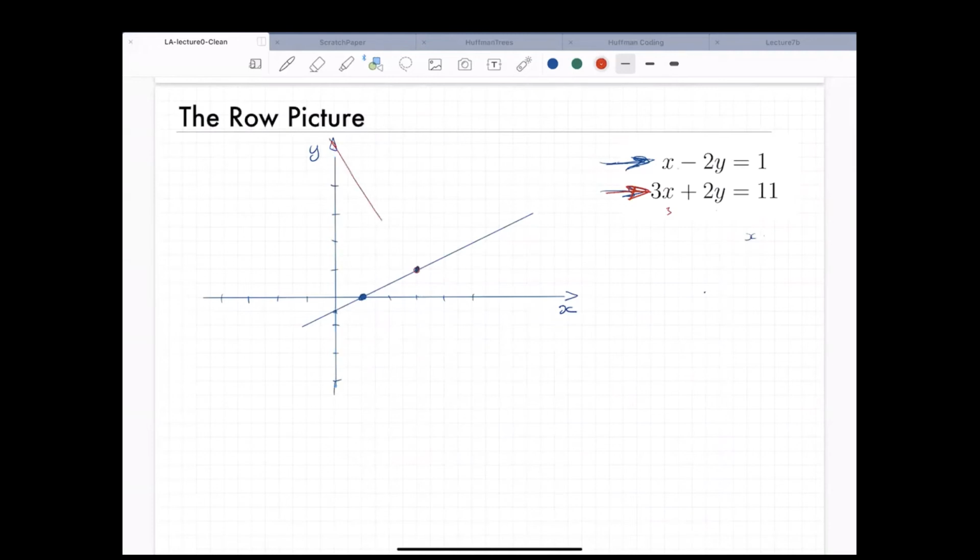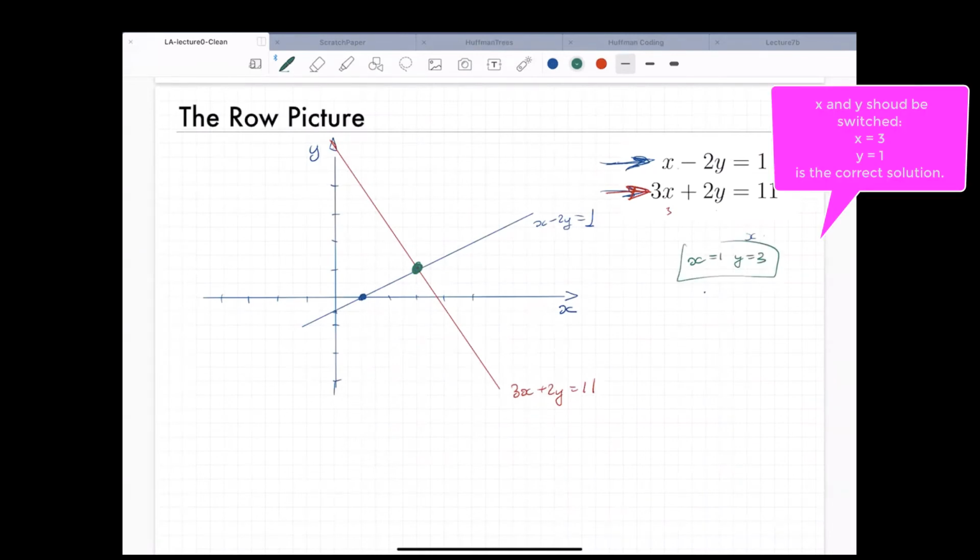So I have this line, right? Do people see this? This is 3x plus 2y equals 11. This one is x minus 2y equals 1. And it turns out that they intersect at this point. So the solution, x equals 1, y equals 3, is a solution. Of course, we write this down as 1, 3. And that's the solution. So you can check that that's the solution.